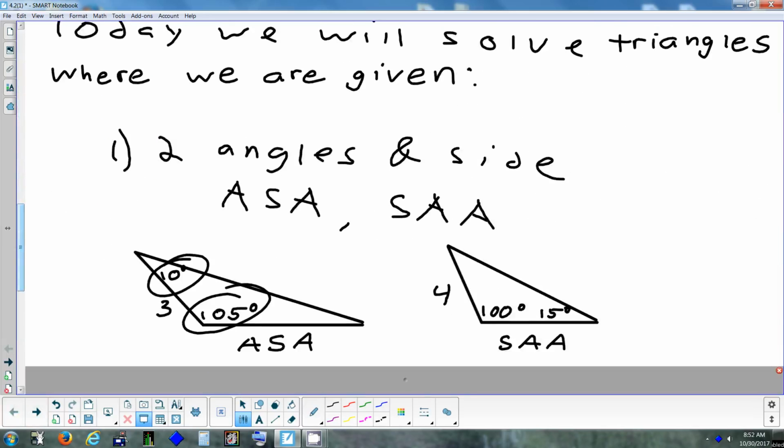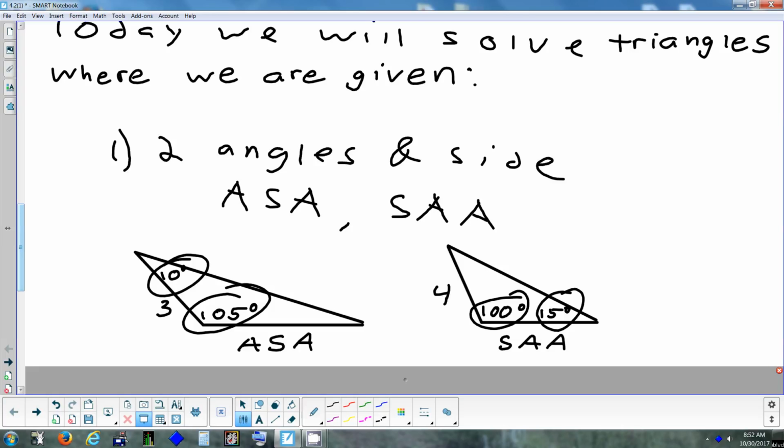Versus SAA, they're giving you two angles and a side, but they're giving you a side that doesn't connect the two angles. So you have an angle, and they're not giving you the bottom side. If they gave you the bottom, that would be the first case. You'd know the side that connects the two angles. They're giving you one of the other two sides. So it's just the placement of the side. Is the side between the two angles or not between the two angles?